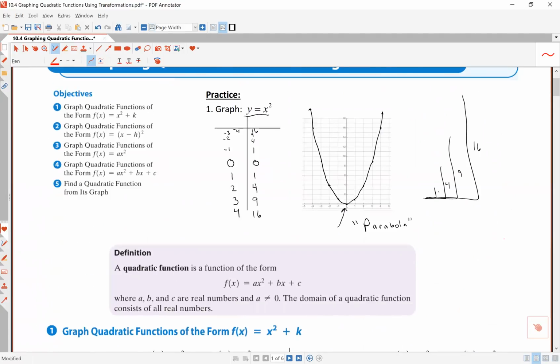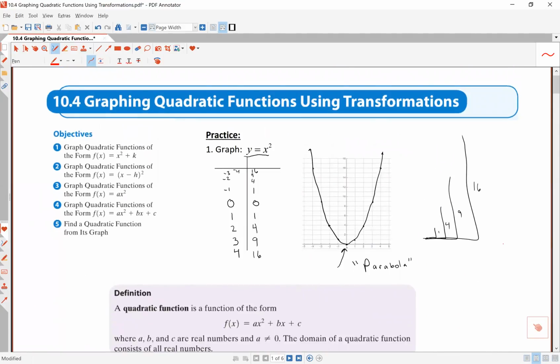And this concludes the video for section 10.4, graphing quadratic functions using transformations. Objective 1, graph quadratic functions of the form f of x equals x squared plus k.